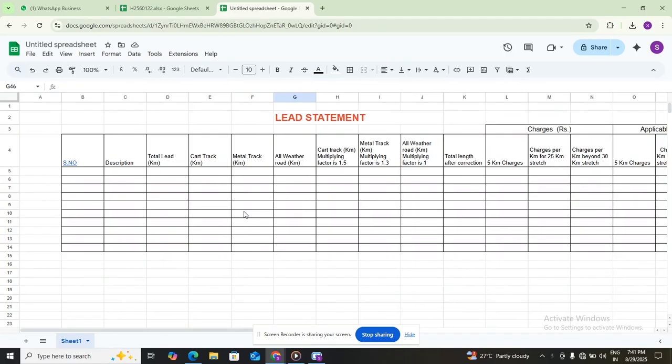Today we discuss the lead statement: how to prepare a lead statement. Okay, what is a lead statement? Generally, we need to transport material from one place to another place. At that time, we need to calculate the distance plus the material cost, which is the lead statement. Various materials we need to calculate.